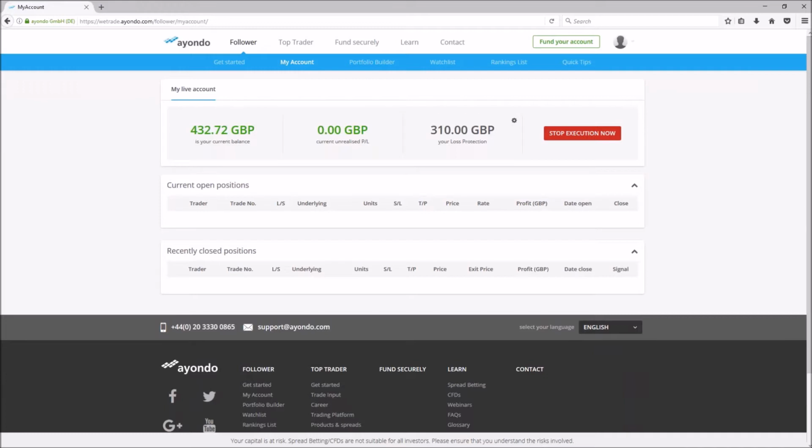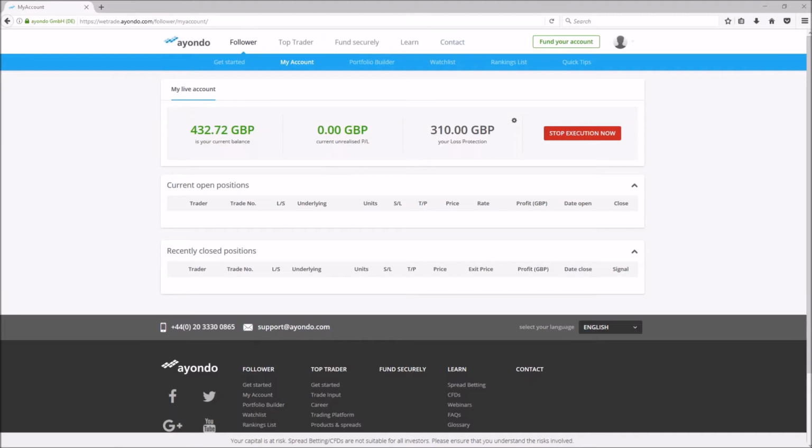Okay, so here's my account with £432.72 in. I've got no P&L at the moment because clearly until one of them does a new trade, it won't be carried out on my account until they do it. And again, it happens automatically. So if in the next 5 minutes Votan buys the Dow, then my account will buy the Dow as well.